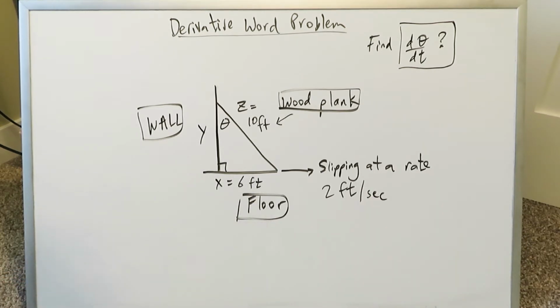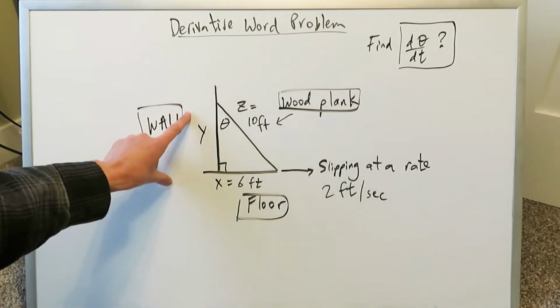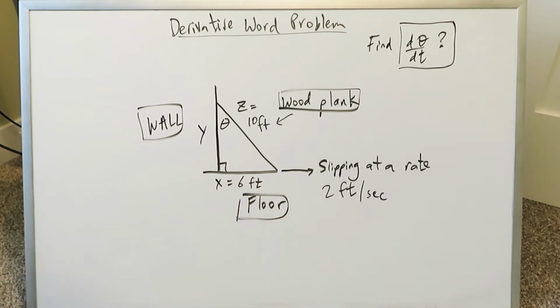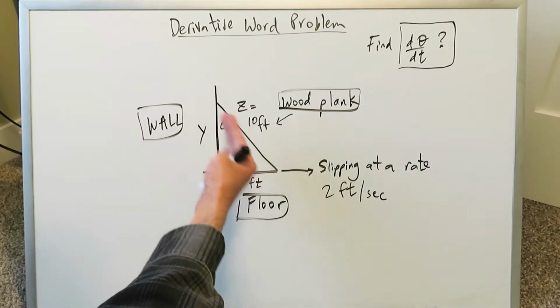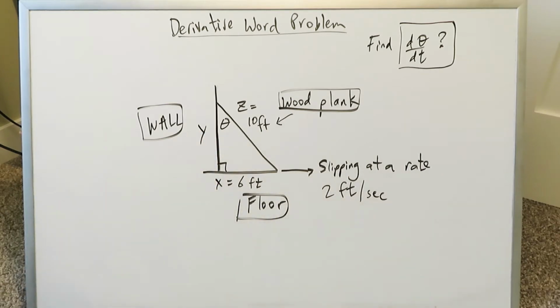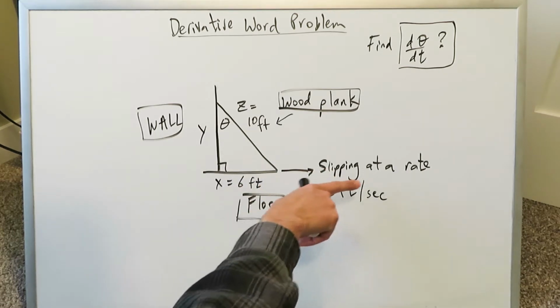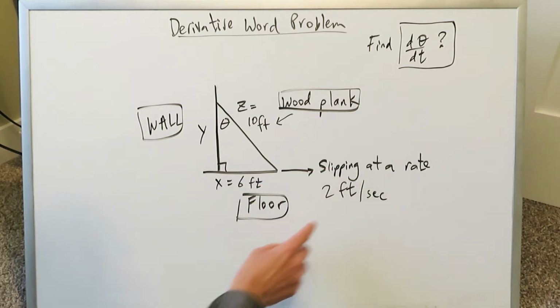We have a specific wooden plank that's leaning and resting against a wall. Everything here is with regards to the floor. Everything is resting on that. This 10-foot wooden plank leans against the wall at a certain angle. But the floor is rather slippery, so the wooden plank starts to slip, and it slips in the direction, as you see, at a rate of 2 feet per second.